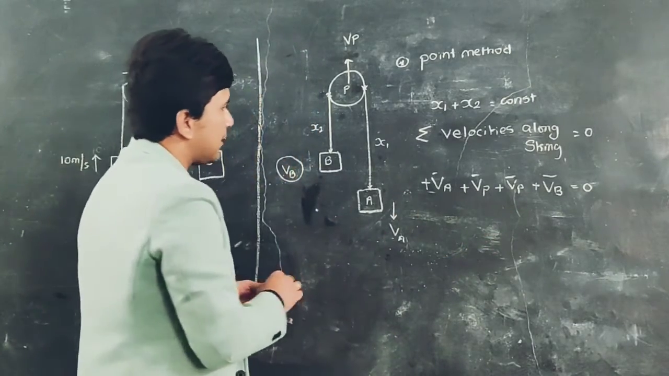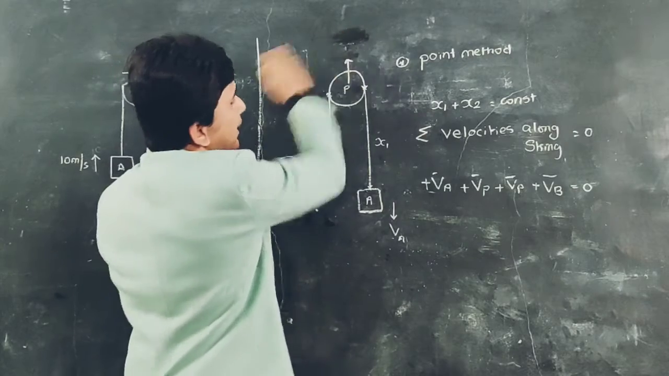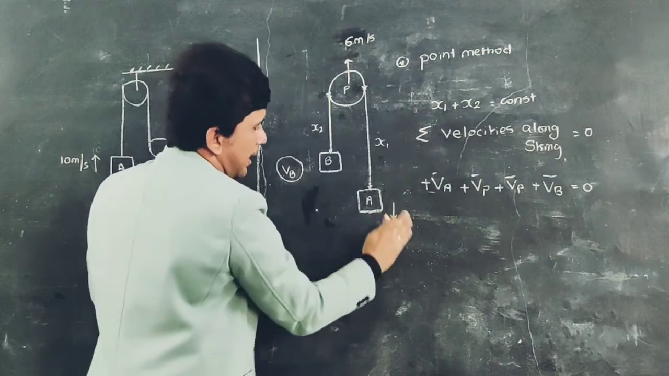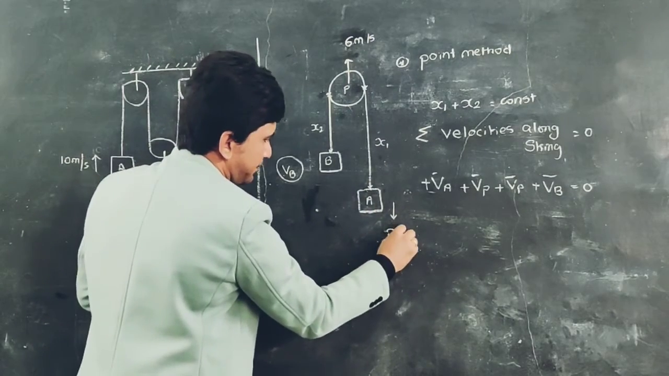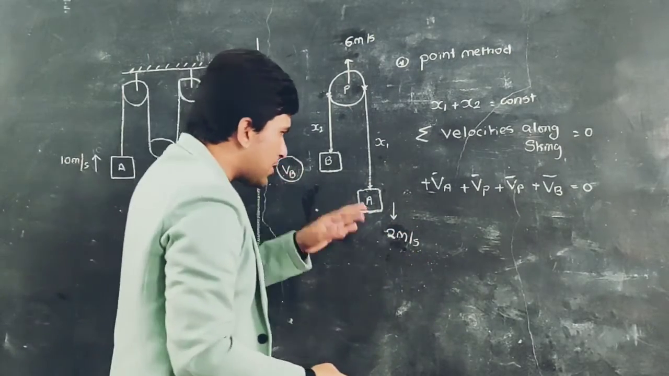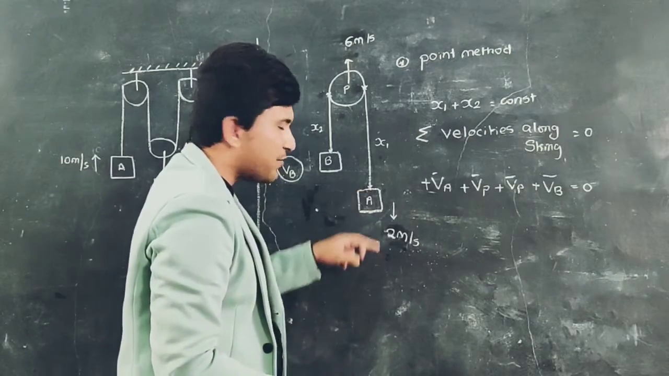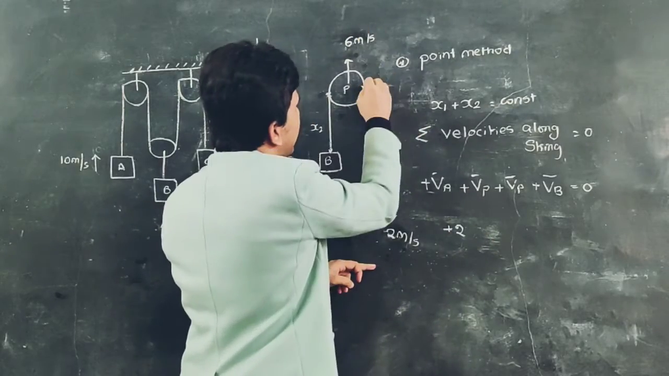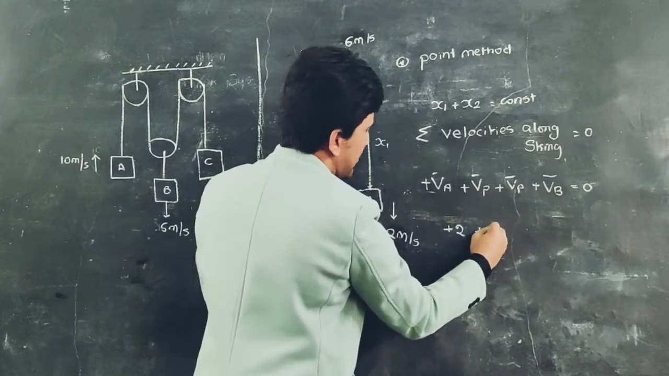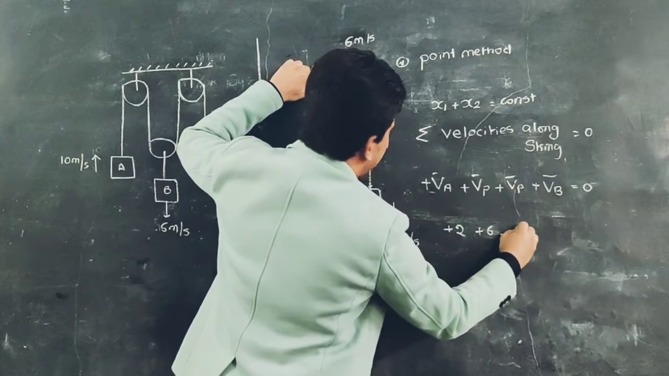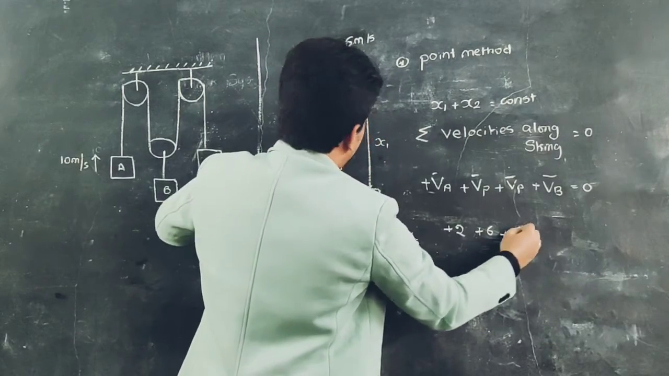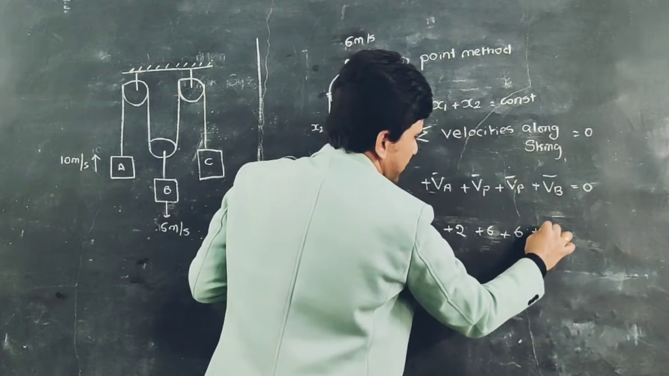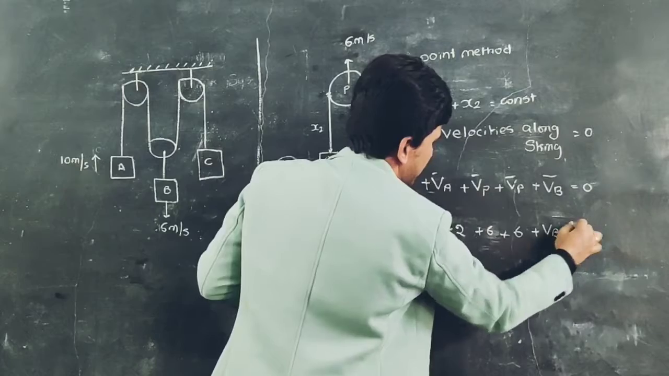No, listen. In the previous problem, what happened? In the previous problem, we had got this one 6 meter per second, and this is hopefully 2 meter per second. Now this problem becomes very simple. 2 is trying to increase the length, so plus 2. 6 is also trying to increase this one, so plus 6. Plus 6. And this velocity of B, we have to find out, plus Vb should be equal to 0.